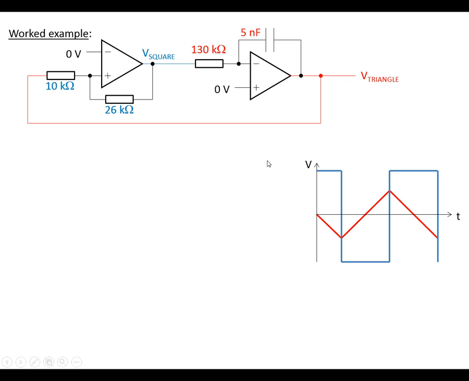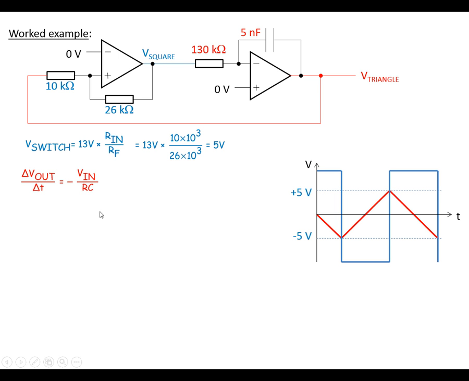So let's put some numbers into it. First thing we can calculate is the switching thresholds using these components here. It's going to be 13 volts multiplied by the 10k divided by the 26k, and this comes out as 5 volts. From this we know, therefore, that we're going to get 5 volt amplitude on the triangle wave. So when the triangle wave reaches 5 volts, it will cause the Schmitt to switch. Looking at the triangle wave itself, we can work out the gradient of this, putting the values in. We've got 130k and we've got 5 nanofarads. So we're going to get a ramp of 20,000 volts per second as a gradient.